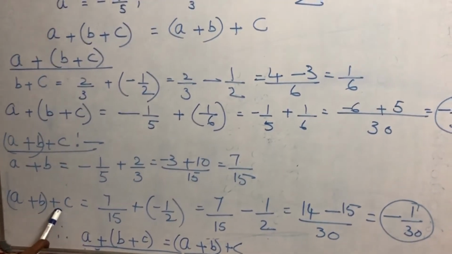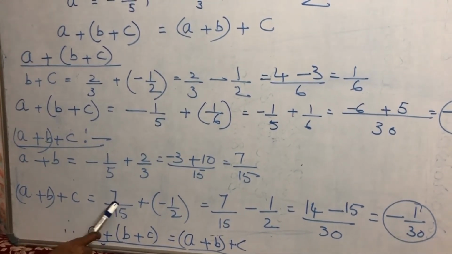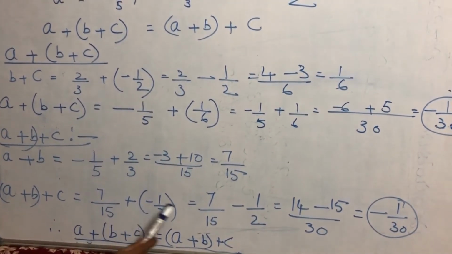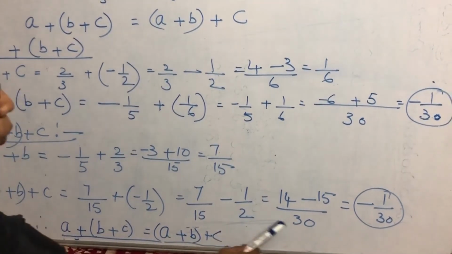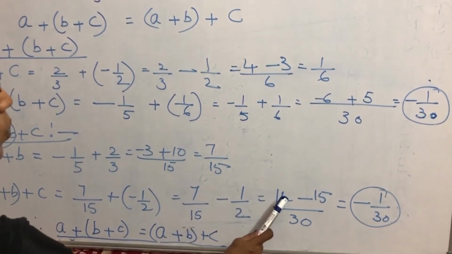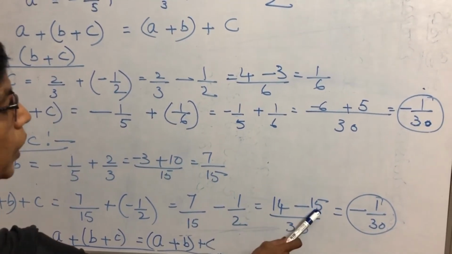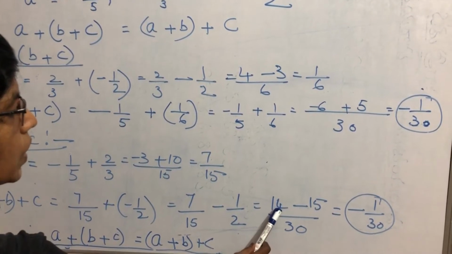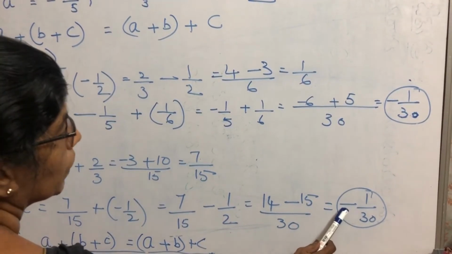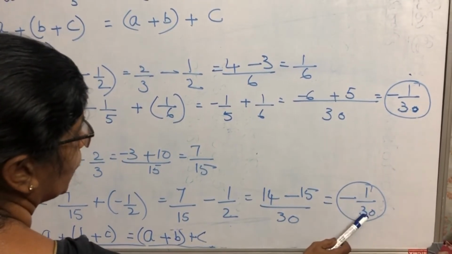A plus B plus C. We have solved for A plus B. The value is added to C now, girls. 7 by 15 plus of minus 1 by 2. Plus of minus is minus. 15 and 2 common LCM is 30. 15 divides 30 2 times. 7 twos are 14. 2 divides 30 15 times. 1 into 15 is 15. One term positive, one term negative. Subtract and put the sign of the greater number. The sign of the greater number is minus. So 15 minus 14 is 1 by 30.